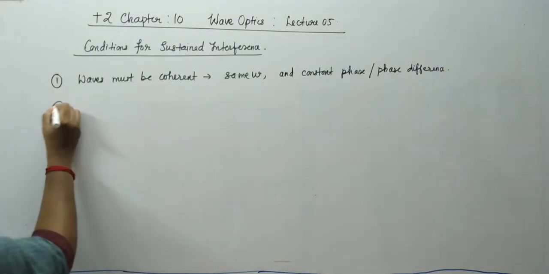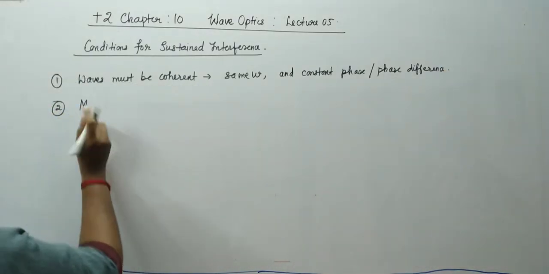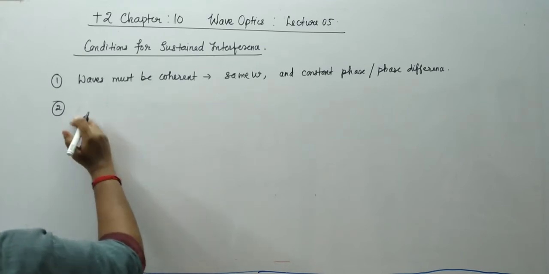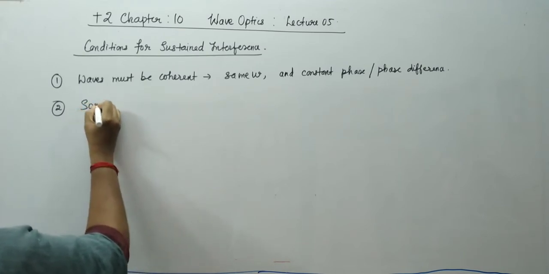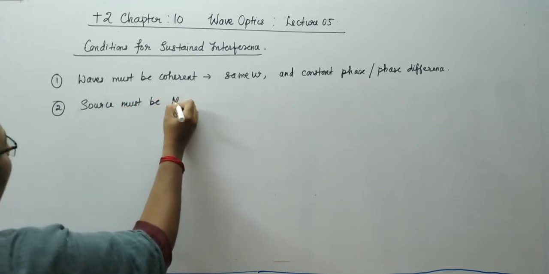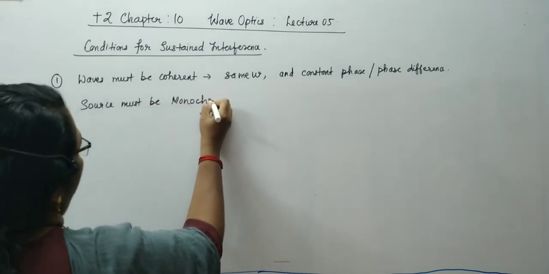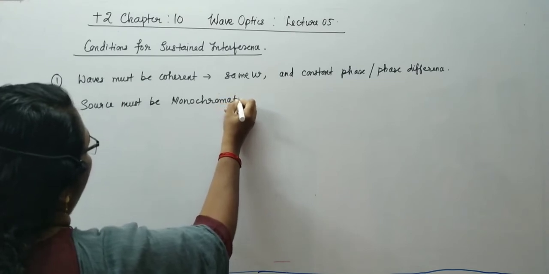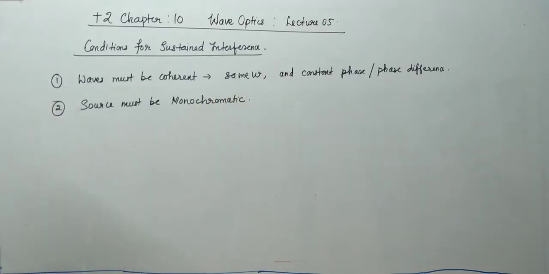The second is that the source must be monochromatic. Only a single wavelength can be taken. Then only sustained interference, alternate bright and dark bands, can be obtained.